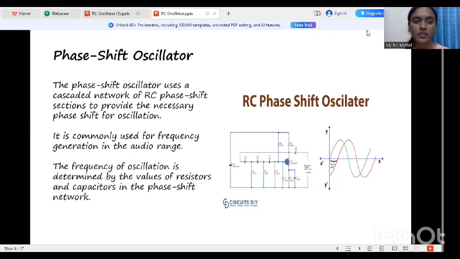Phase shift oscillator. The phase shift oscillator uses a cascade network of RC phase shift sections to provide the necessary phase shift for oscillation. It is commonly used for frequency generation in the audio range. The frequency of oscillation is determined by the values of resistors and capacitors in the phase shift network. The phase shift network is shown in the figure.